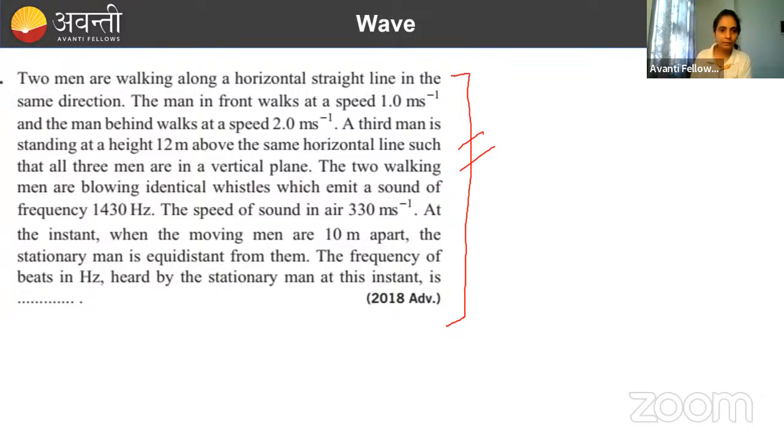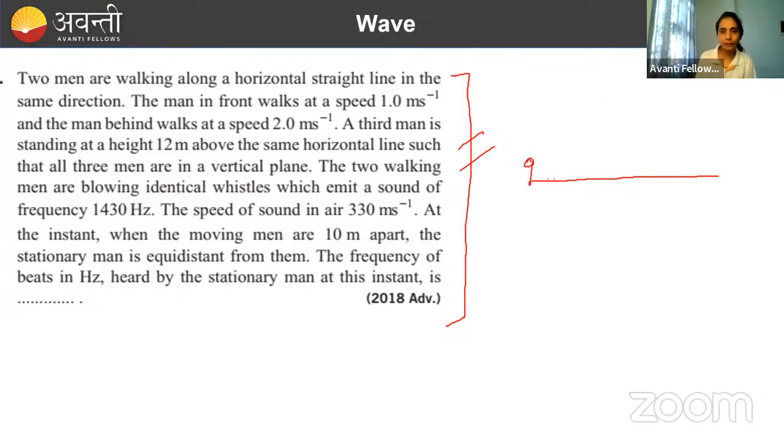Okay, having tea, done. What the question is, there are two men. You know, read the question very lovingly. Give it some respect. Time and again, I'm saying this. Give time to the question, okay? There are two men, and read it slowly. Two men are walking along a horizontal straight line. Don't be in a hurry to solve the question. Give time to reading. After that, get hurried.